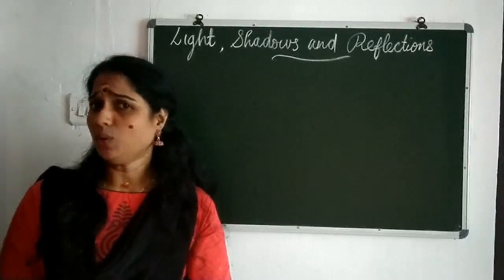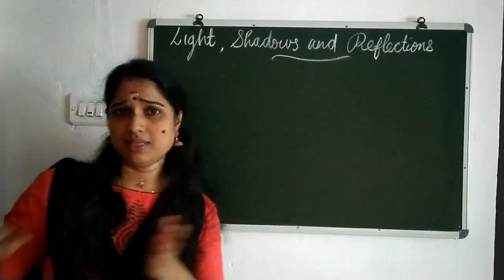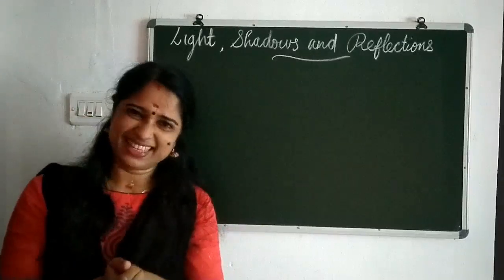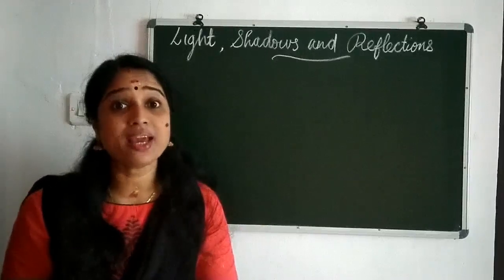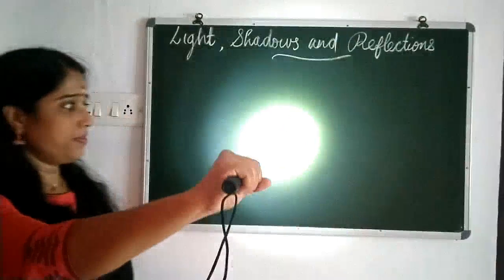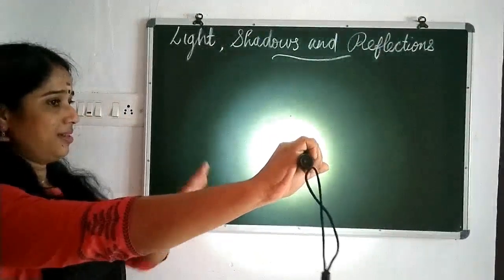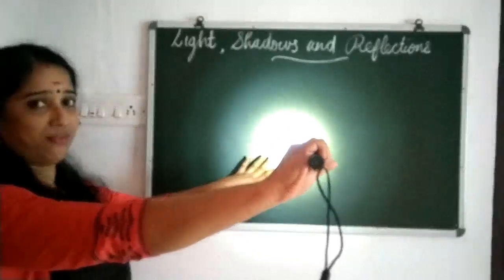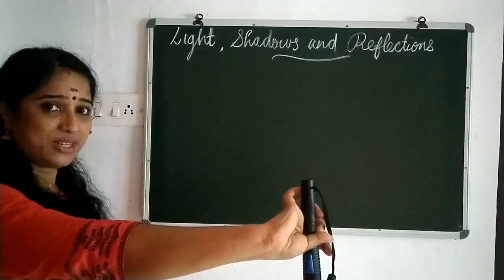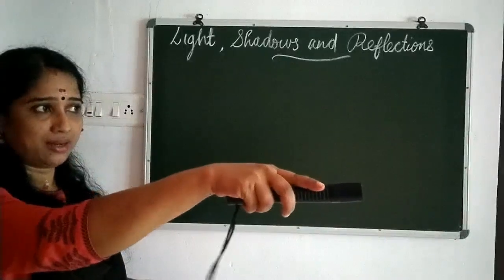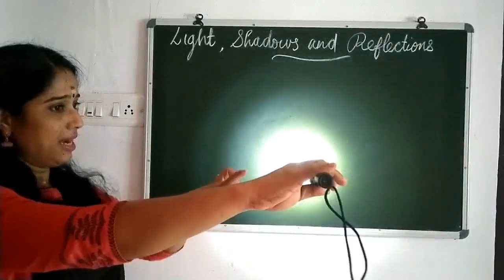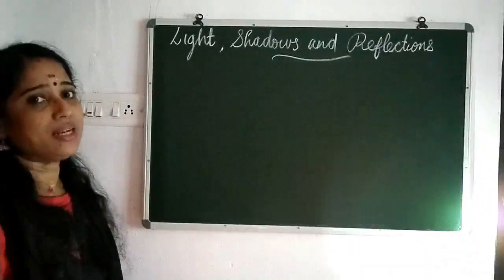Who can tell me how the light travels? Is it in a zigzag manner or is it in a straight line? Yes, light always travels in a straight line. So you just observe this torchlight. See, you can see the light very clearly, isn't it? But when I just point it down, can you see the light? No. If I point it there, can you see the light? I can, but you cannot.